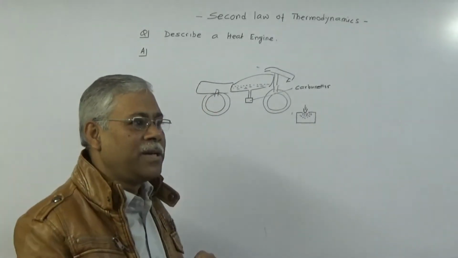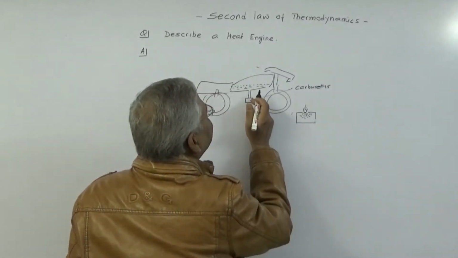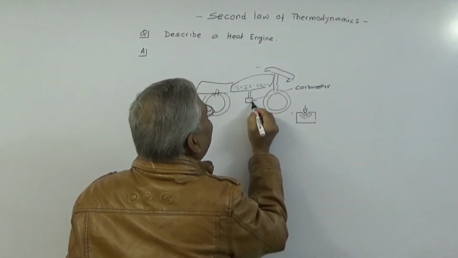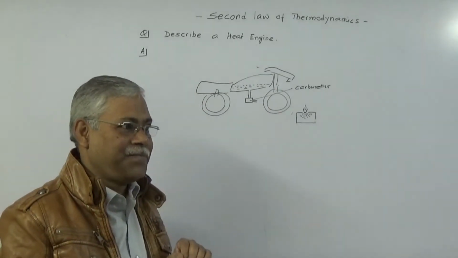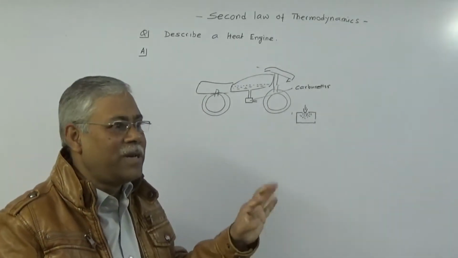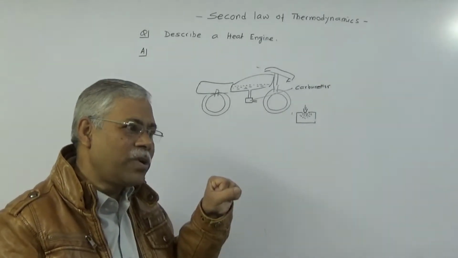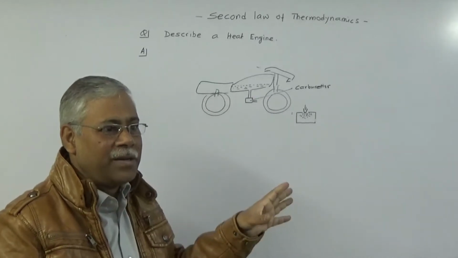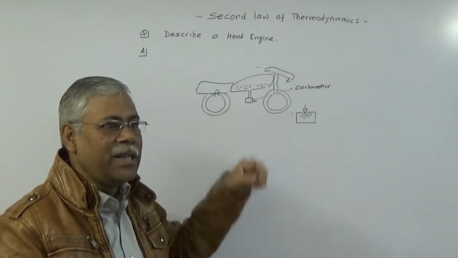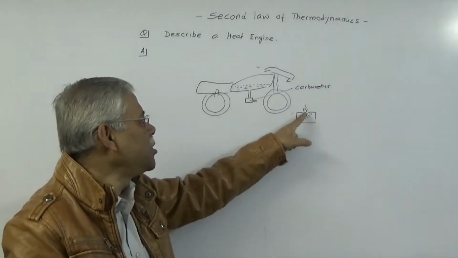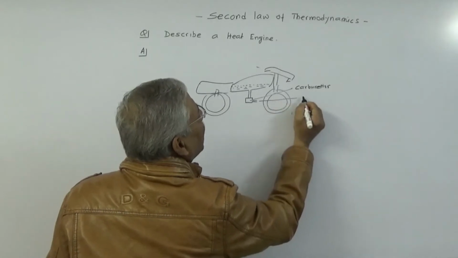will mix with air. Okay, so there is an inlet. I'll show you that inlet. This inlet actually goes to the air filter, because air has a lot of dust in it. So that air must pass through a filter in order to separate the dust and other particles. Because if you allow dust particles to go inside, then these points will be choked. So this goes to the air filter.